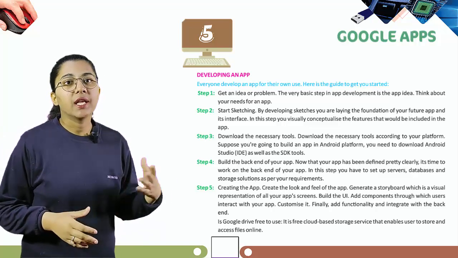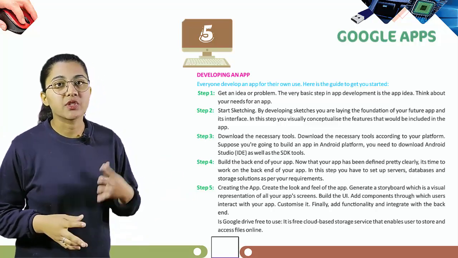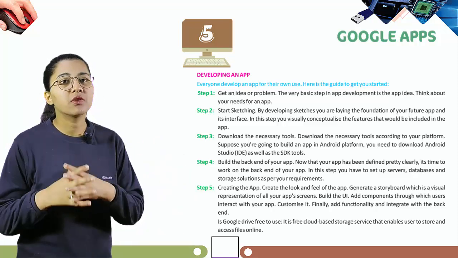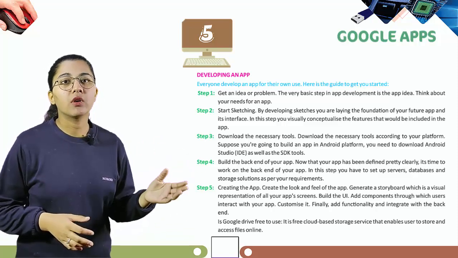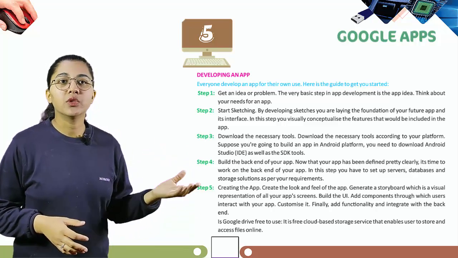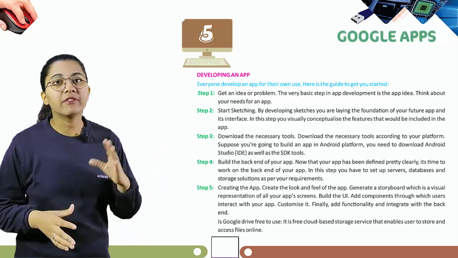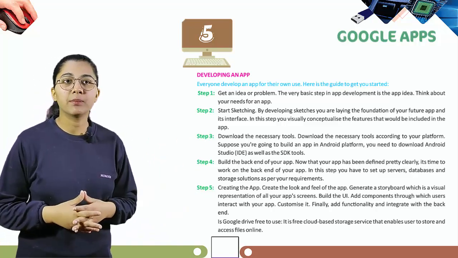Now step 5, creating the app. Create the look and feel of the app. Generate a storyboard, which is a visual representation of all your app screens. Build the UI and components through which the user interacts with your app. Customize it visually and functionally and integrate it with the back end.